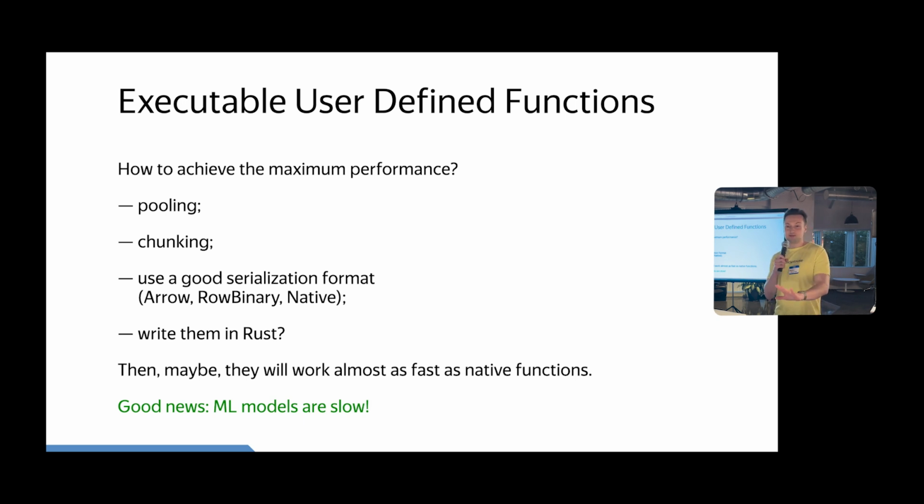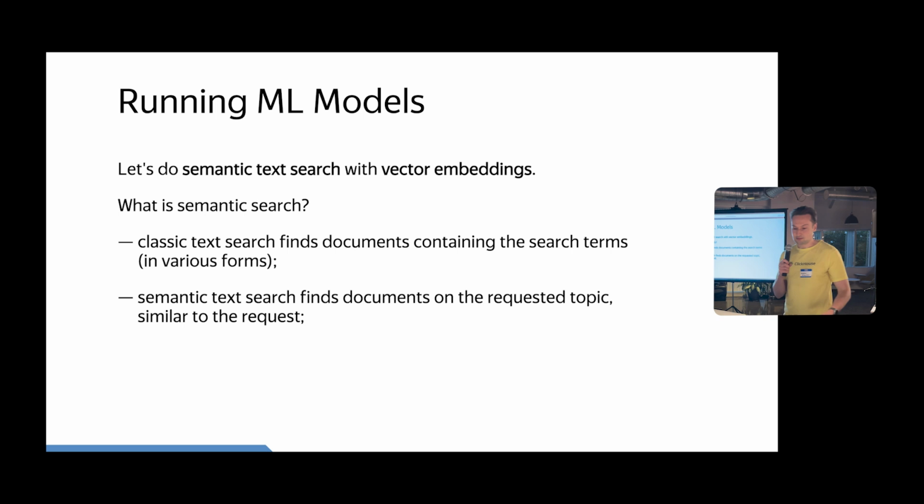But don't worry about it, because if we use machine learning models or AI, we know they are slow. They can output just maybe hundreds or thousands of tokens per second. Even if we strip down the model, maybe it will be like 10,000 tokens per second, not like billions of records per second. So let's try to do it. Let's try to implement semantic search with vector embeddings.